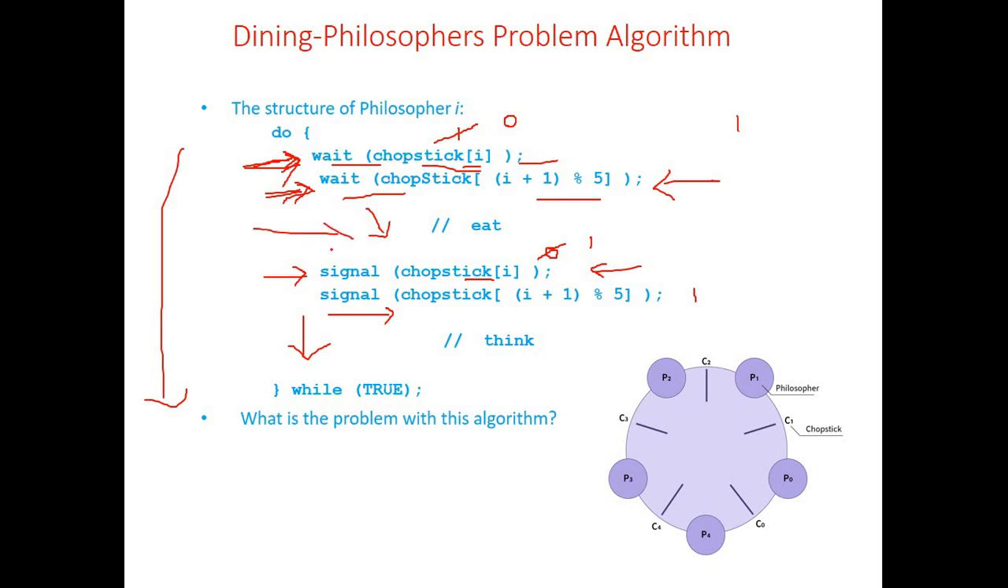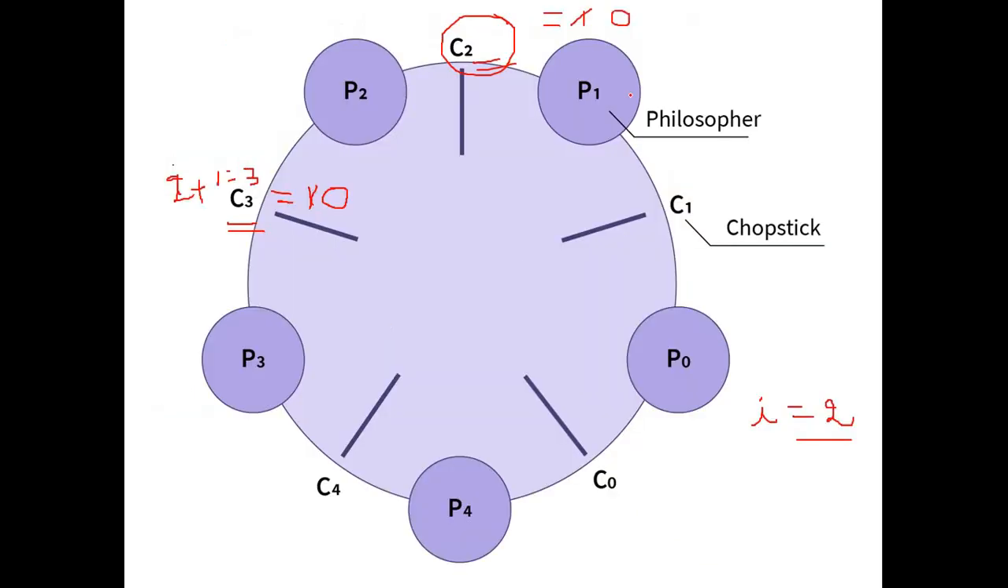Then he will enter into eating state, and after completing the eating process, the philosopher releases the left and right chopsticks by calling the function signal of chopstick I, signal of chopstick (I plus 1) mod 5. So in that way again the C2 and C3 values will be turned to 1 after completing the eating.